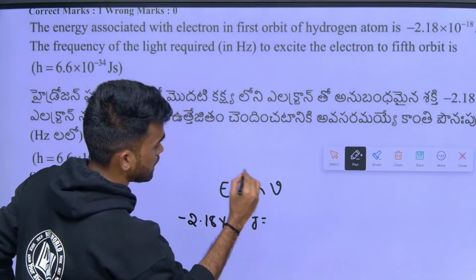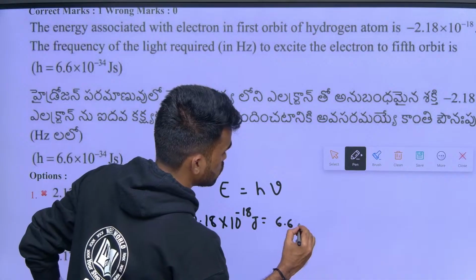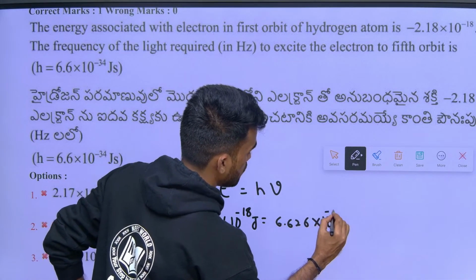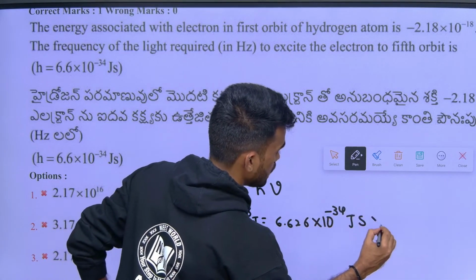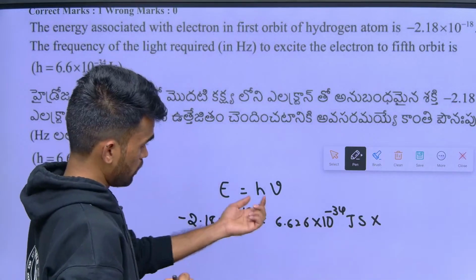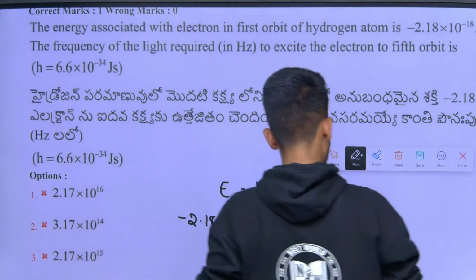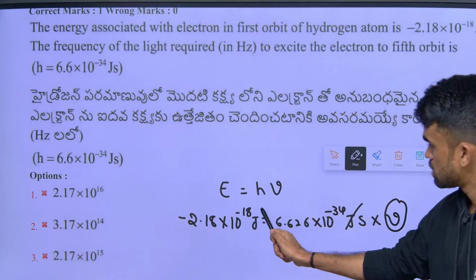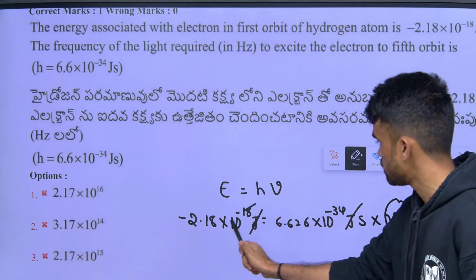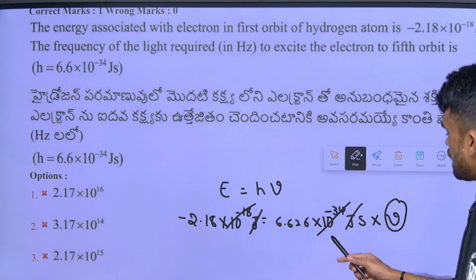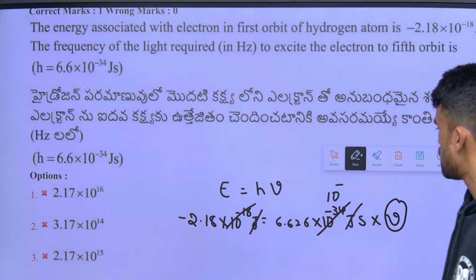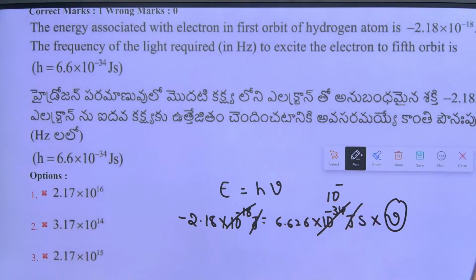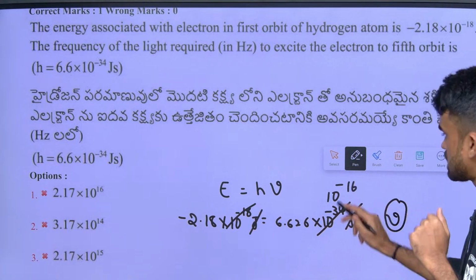Here h is 6.626 into 10 power minus 34 joule second, into the frequency. I am writing it as it is. We need to find this frequency. By simplifying, the joule cancels, and here we will be having 10 power minus 16.